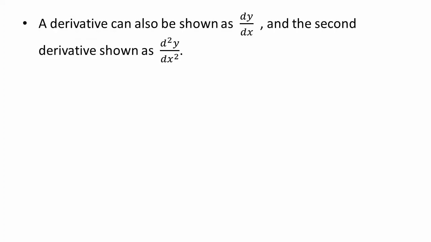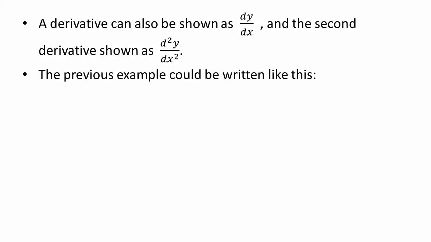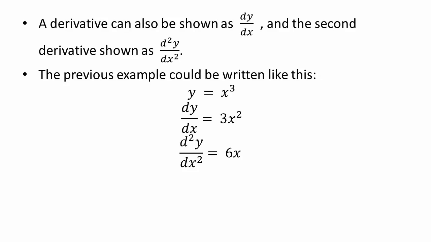A derivative can also be written as dy by dx, and the second derivative is d square y by dx square. So the previous example could be written like this: y is equal to x cube, differentiating with respect to x, we can write dy by dx is equal to 3x square. Now taking the derivative again, d square y by dx square is equal to 6x.